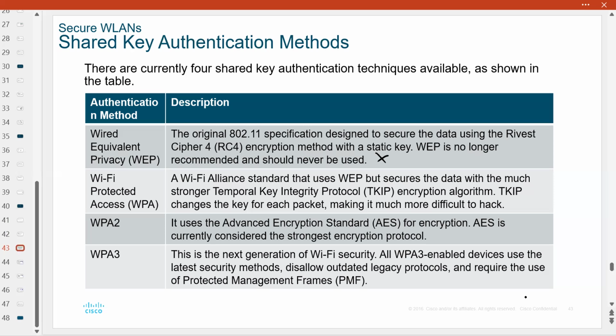So it should never be used. Very easy. So this one is the OG, and it uses what we call the RC4 encryption with a static key.